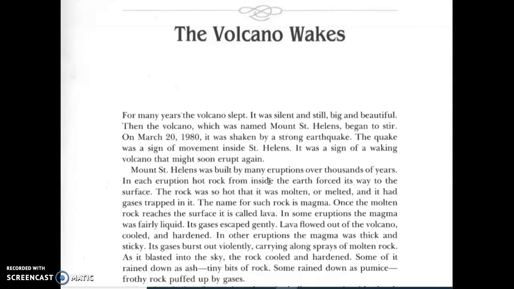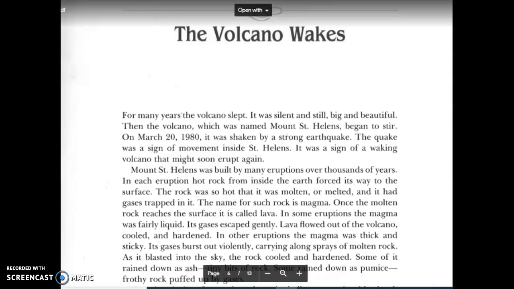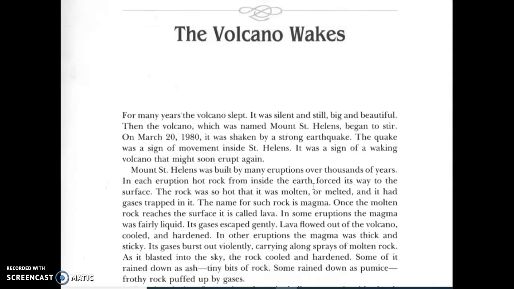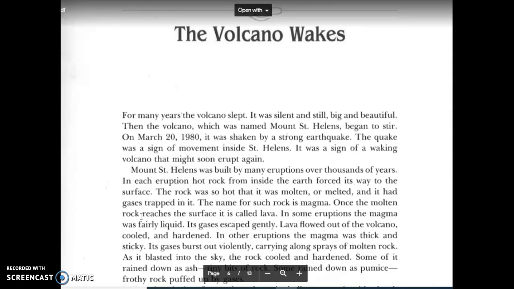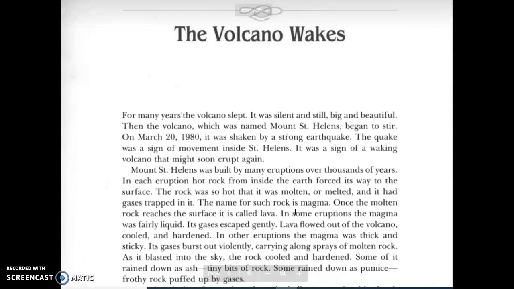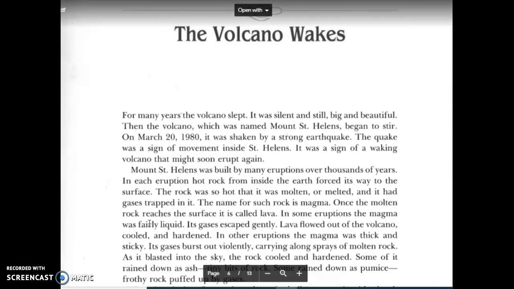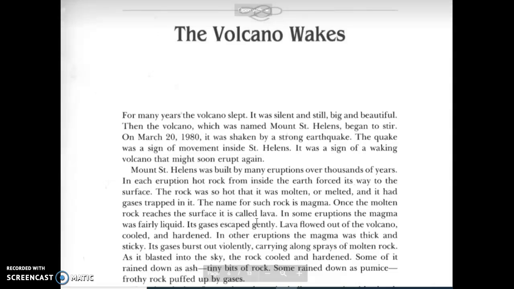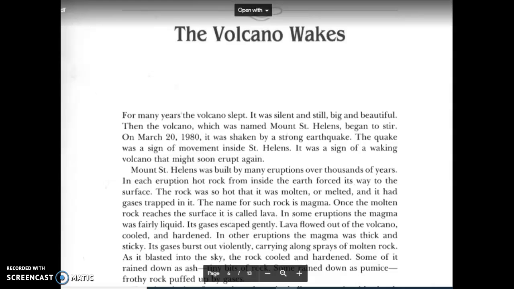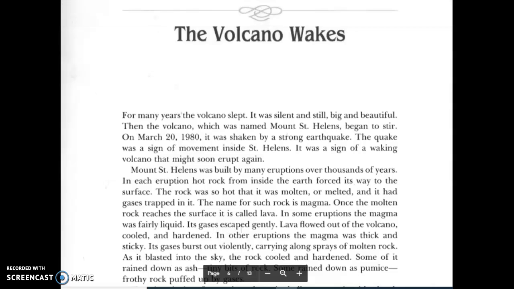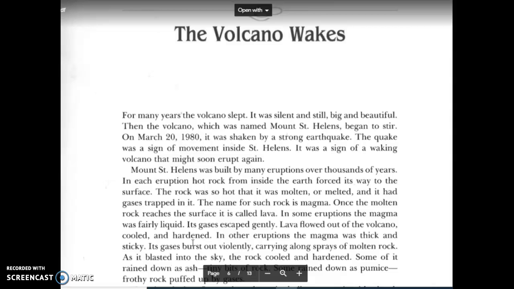Mount St. Helens was built by many eruptions over thousands of years. In each eruption, hot rock from inside the earth forced its way to the surface. The rock was so hot that it was molten or melted, and it had gases trapped in it. The name for such rock is magma. Once the molten rock reaches the surface, it is called lava. In some eruptions, the magma was fairly liquid. Its gases escaped gently. Lava flowed out of the volcano, cooled, and hardened.